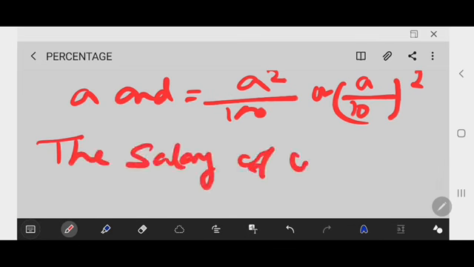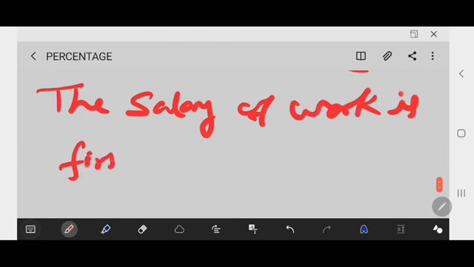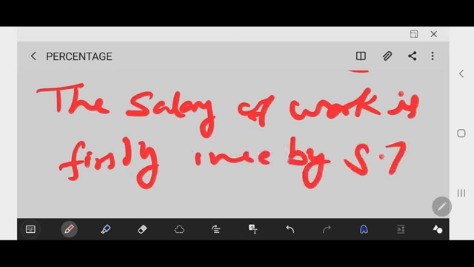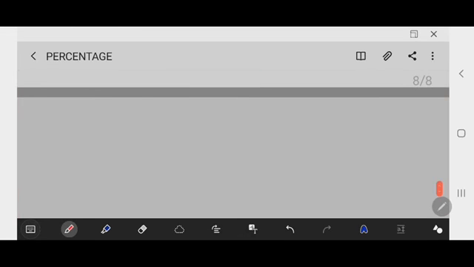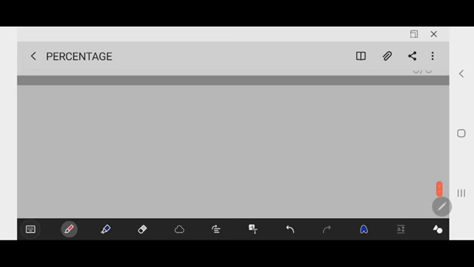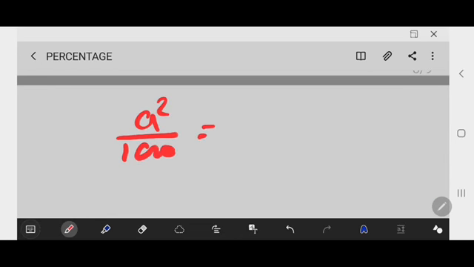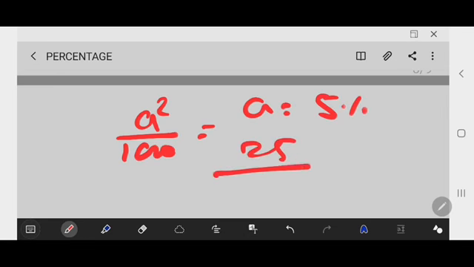The salary of a worker is first increased by 5%, and thereafter decreased by 5%. Okay, so what is the answer? The calculation is a square by 100. Here a is equal to 5%. So 25 by 100, so the answer will be 0.25.